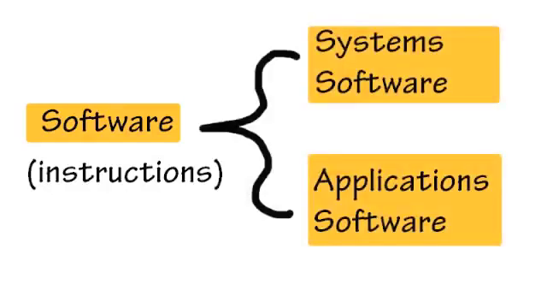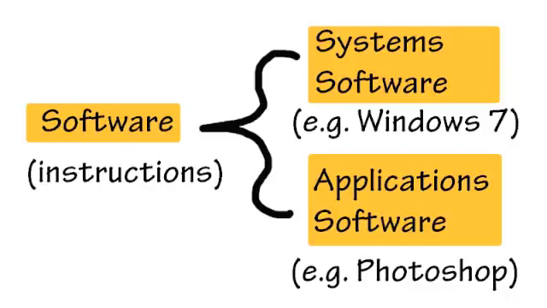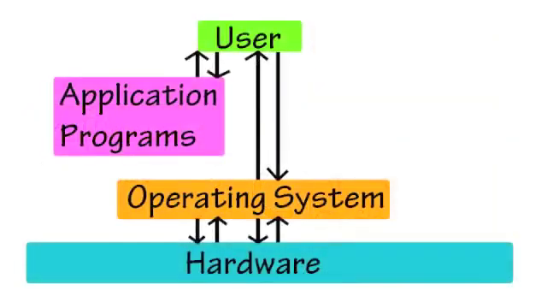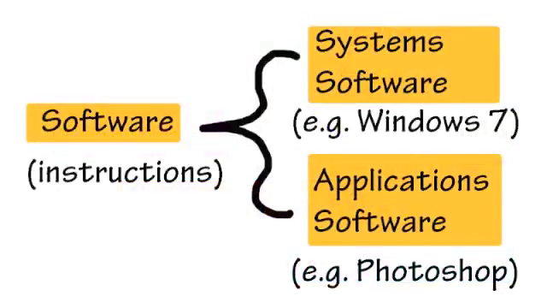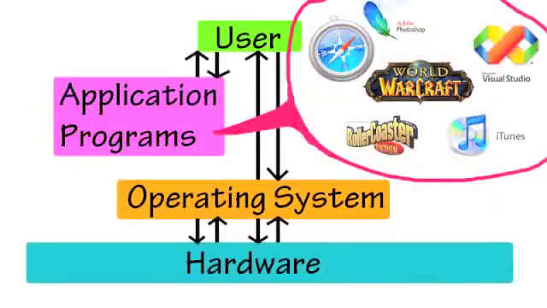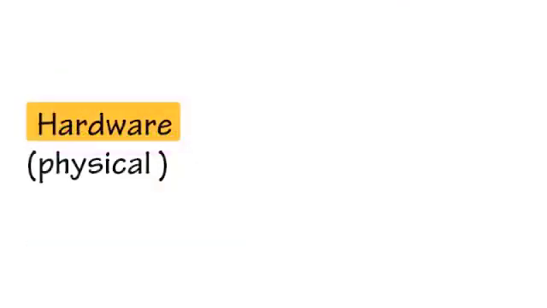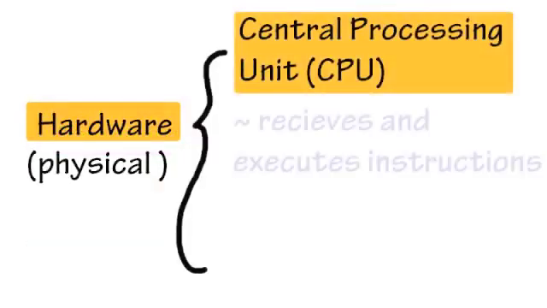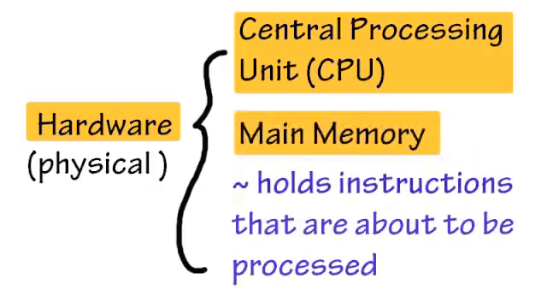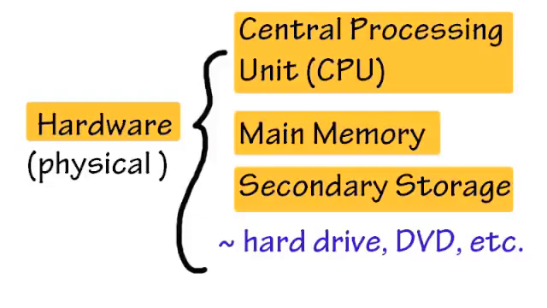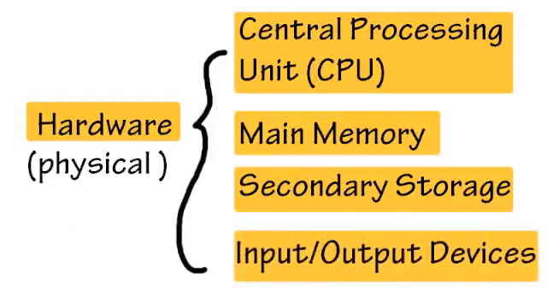There is the main program called the system software, also known as the operating system, which controls and interacts with the hardware and software components. Application software are programs like Photoshop, Internet Explorer, and World of Warcraft. The main hardware components include the CPU, or central processing unit, main memory, secondary storage devices, and the input and output devices.